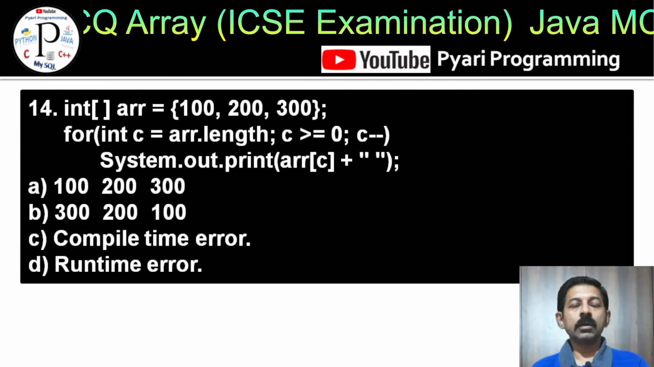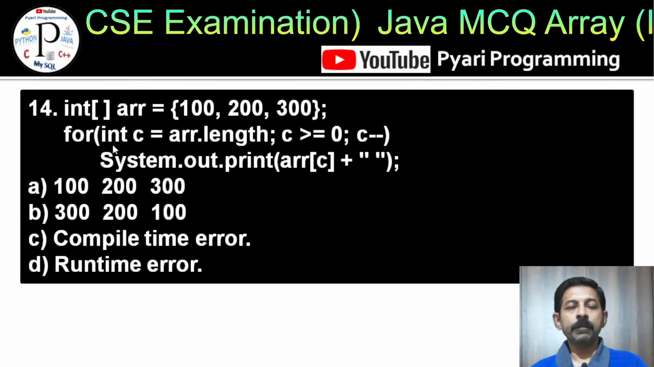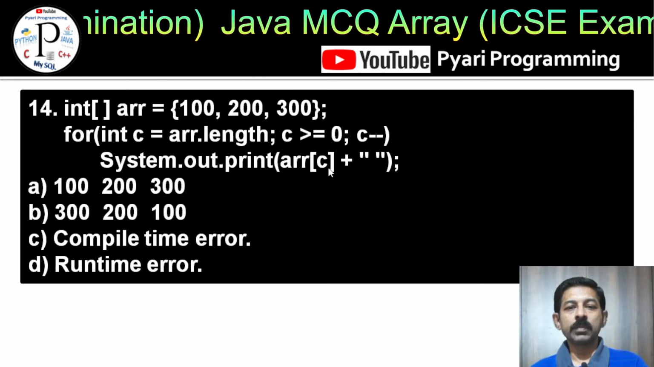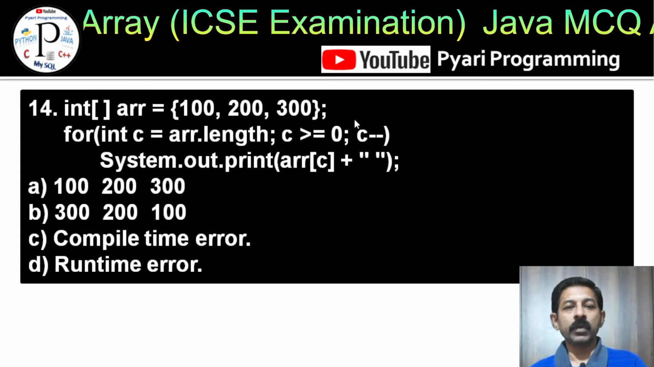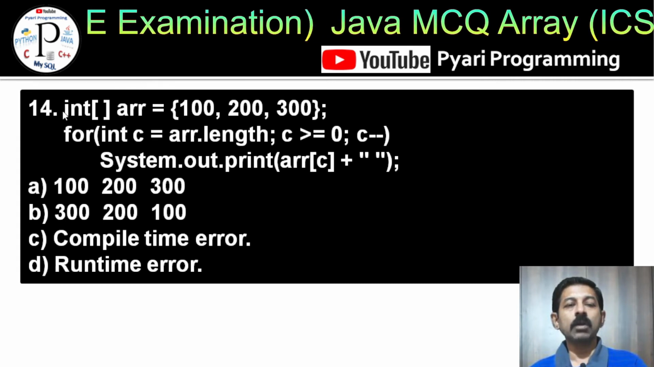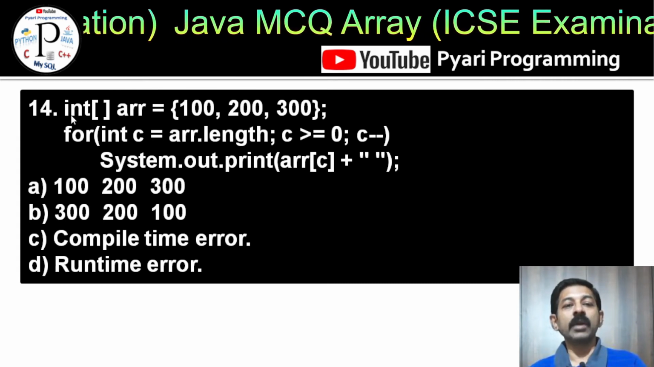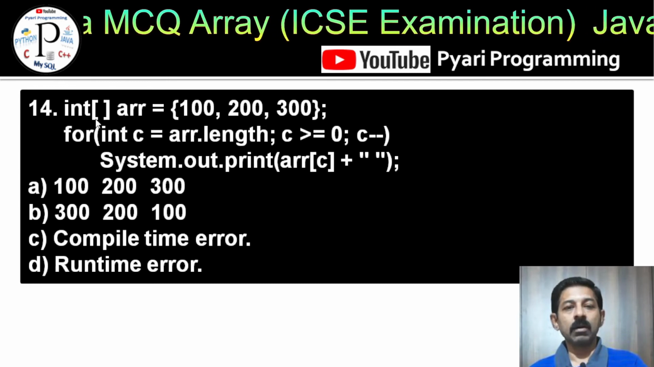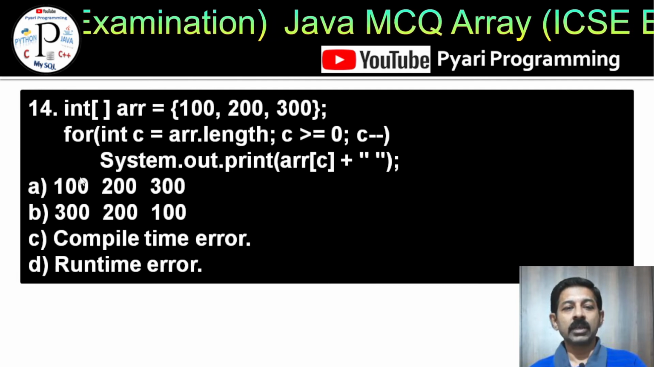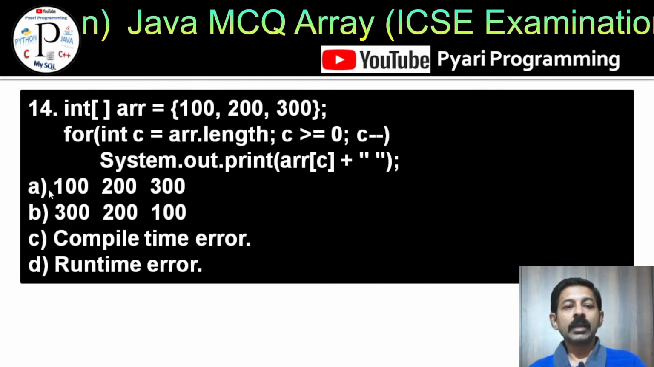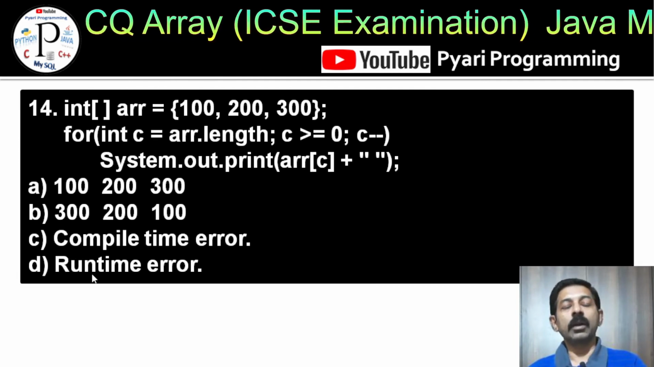Now let's start. Here I have created an array and we have a loop to display the output. Now look at this option, compile time error. We have to check it out. First of all, is there a compile time error or not? A compile time error occurs when there is a syntax error. We have already discussed this, so we don't have any syntax error, so this option is not possible. That means we can get the output or a runtime error.